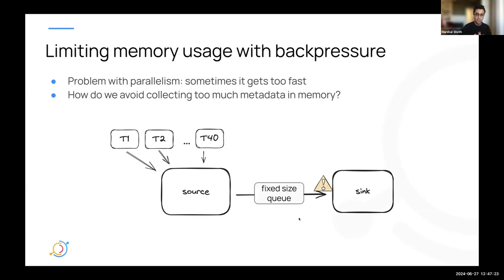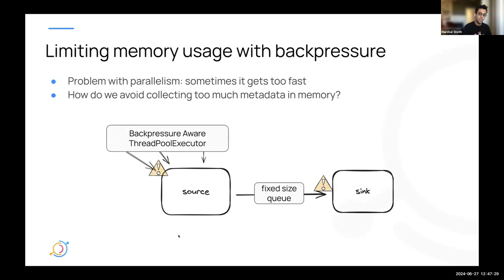So what we've done, we added a fixed size queue here. And then for the thread executors, we also have an executor that is back pressure aware, a variant of the thread pool executor in Python, so that we can manage this back pressure and pause the thread executions as well.